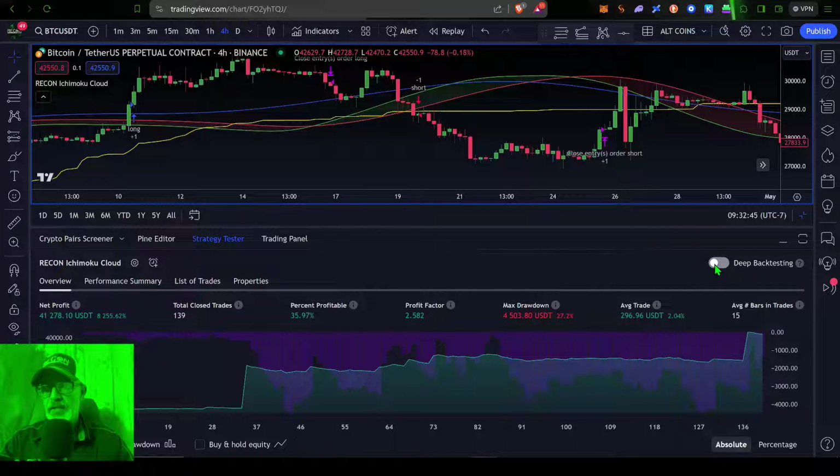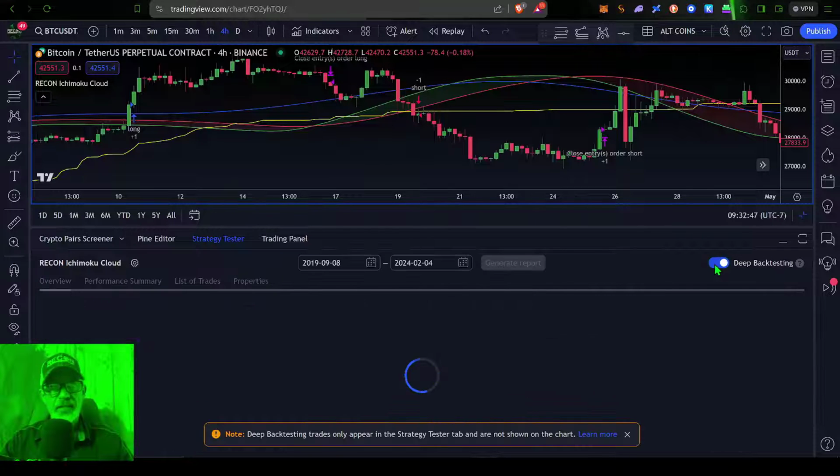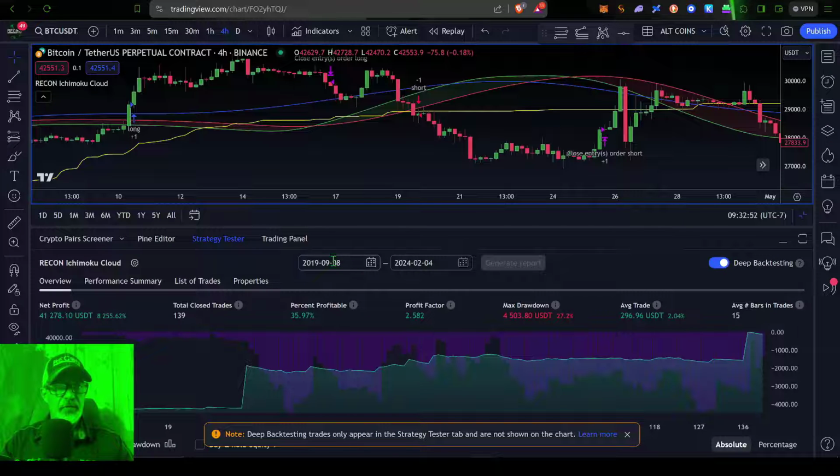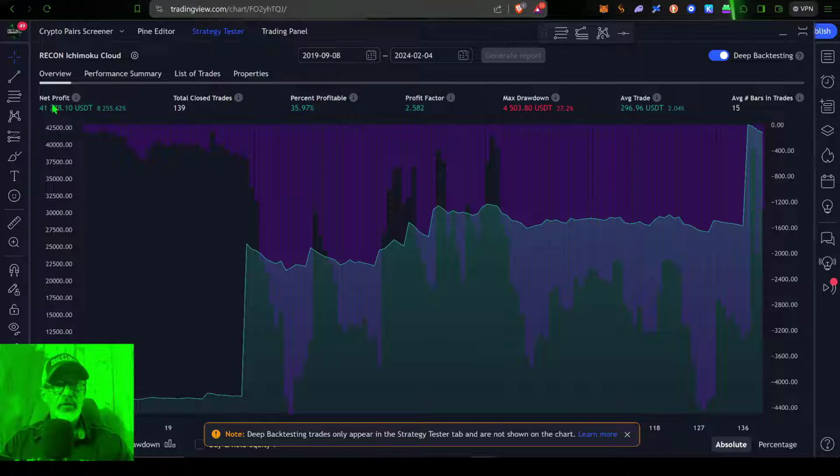And in fact, if I click on the deep backtesting, from basically the first date available, which is going to be September of 2019 on the Binance exchange anyway for this pair, all the way to the current day in February 2024. And so if we take a look at the actual numbers, you can see the net profit would be around 8,200%, with a total of 139 closed trades.